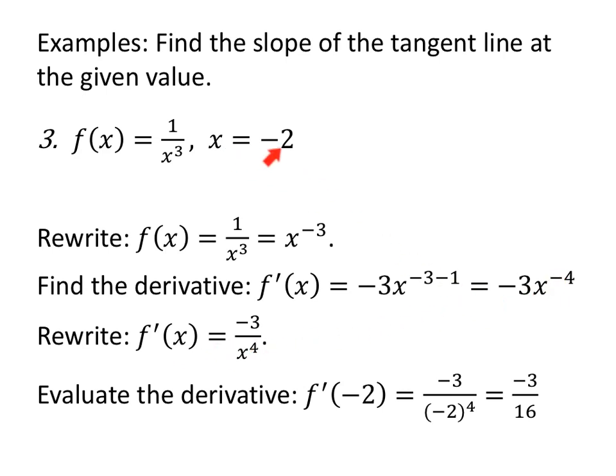Once we go to evaluate it, we'll take negative 3 x to the negative 4 and rewrite f prime of x equals negative 3 over x to the positive 4. And then we can evaluate the derivative at negative 2. Negative 3 over negative 2 all to the 4th power is negative 3/16.